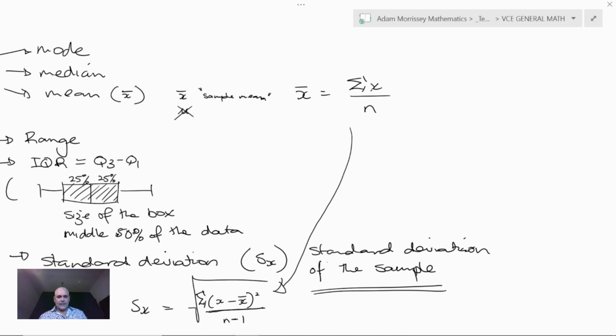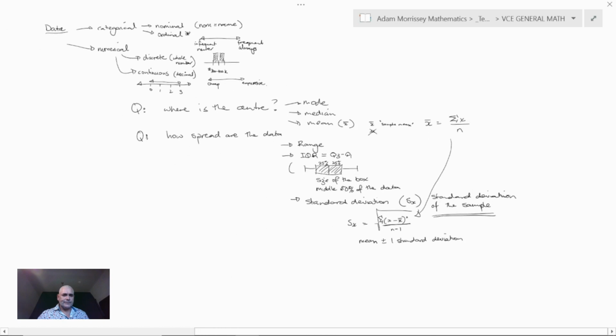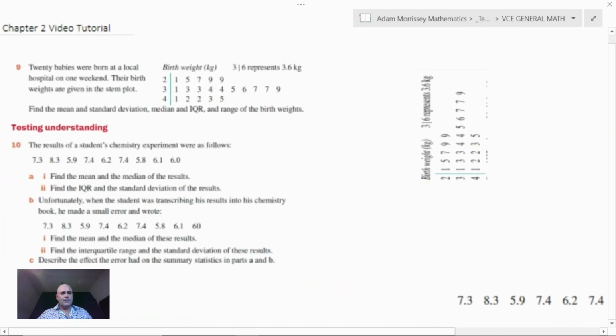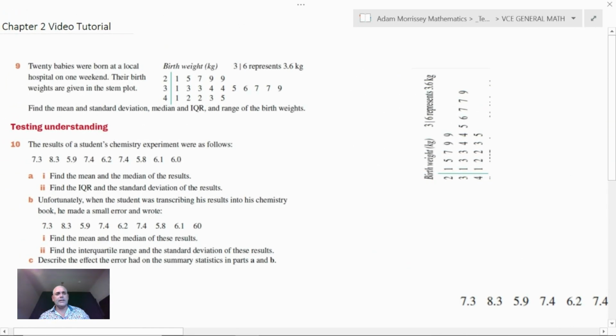So let's take the time now to run through a few questions. And we've got this overview of what we're doing. And as we go through these questions, we can talk a little bit more about why we're doing these things. So there's an interesting question here. We've got 20 babies born at a local hospital, and their birth weights are given in the stem plot. Great. Find the mean, the standard deviation, the median, and the IQR and range of those things.